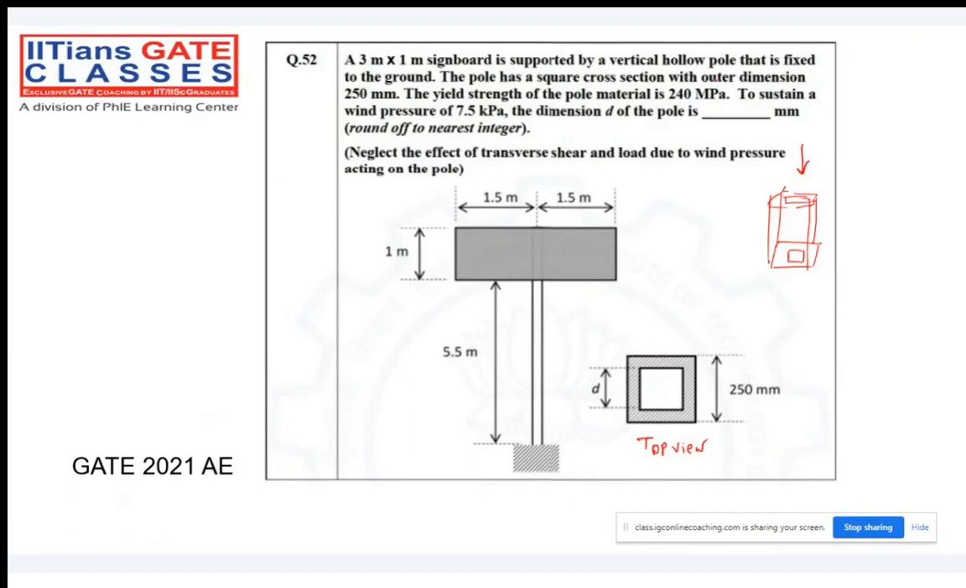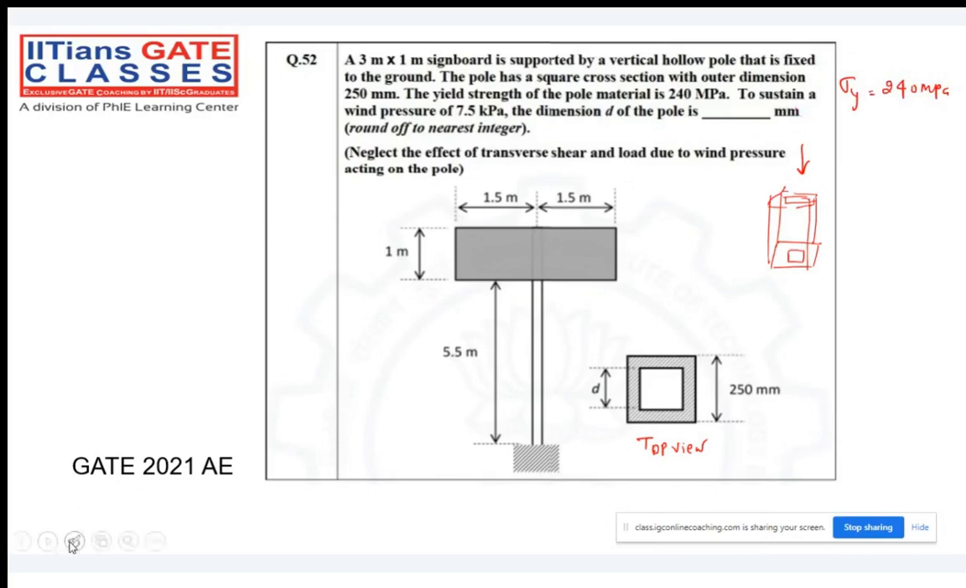That is fixed to the ground, just like a cantilever beam. The pole has a square cross section, with the outside dimension given as 250 mm. The yield strength of the pole is given as 240 megapascal. To sustain a wind pressure of 7.5 kilopascal, what should be the dimension D of the pole?